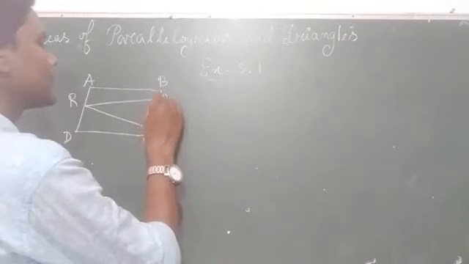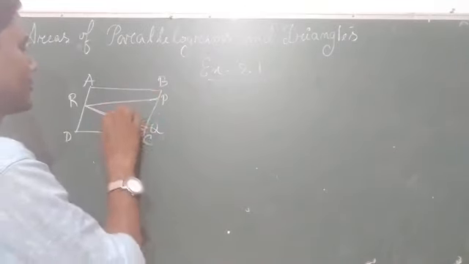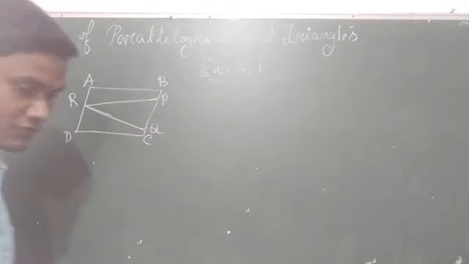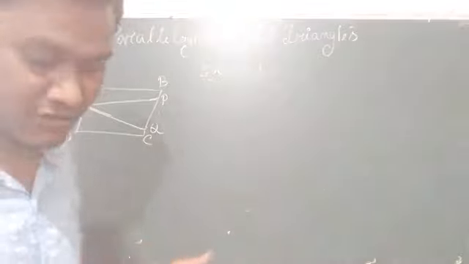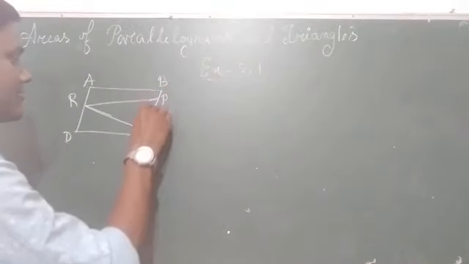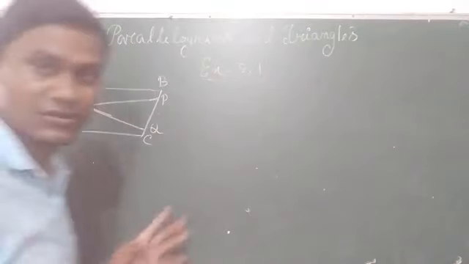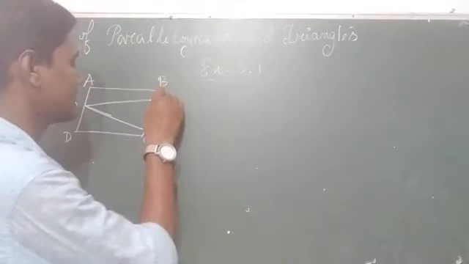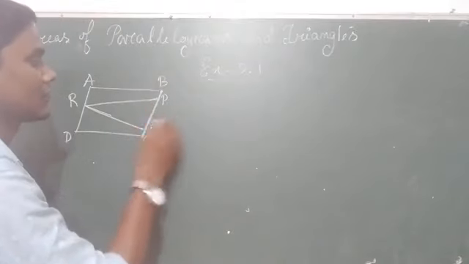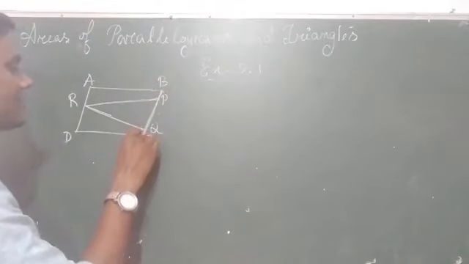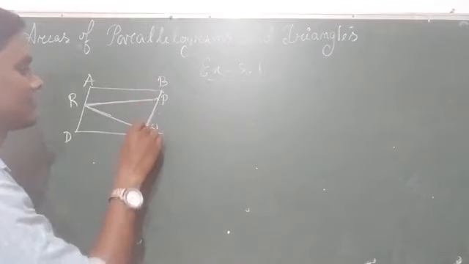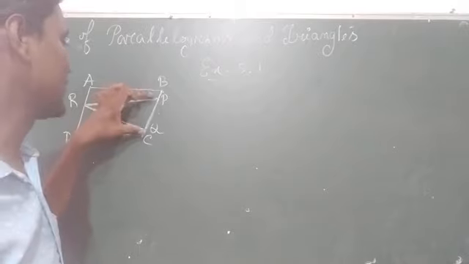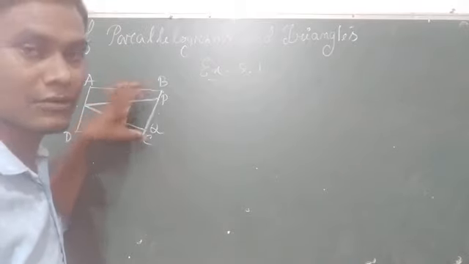If we look at these two figures, are these two figures on the same base and between the same parallels or not? The question is like this: is it on the same base and between the same parallels or not? Now for the parallelogram, BC is the base, and for the triangle, PQ is the base.